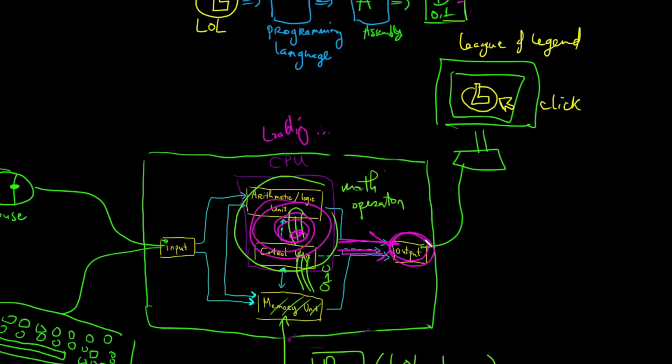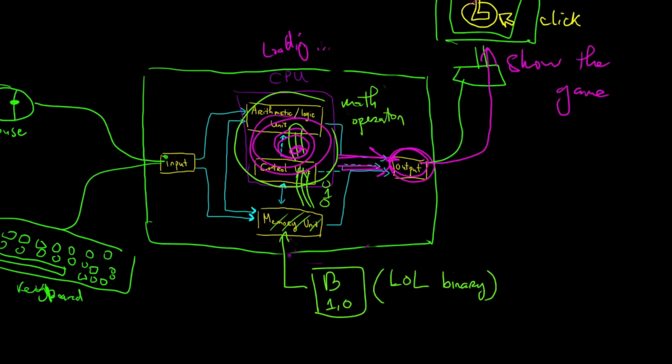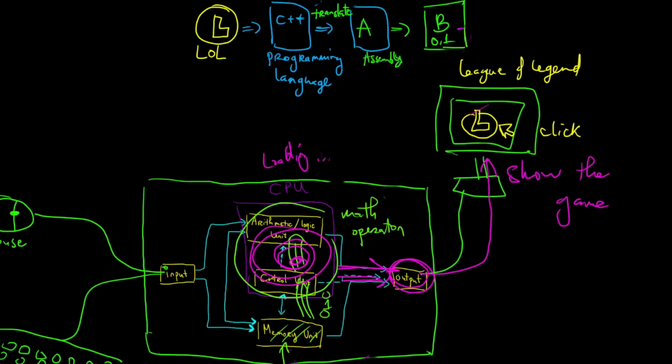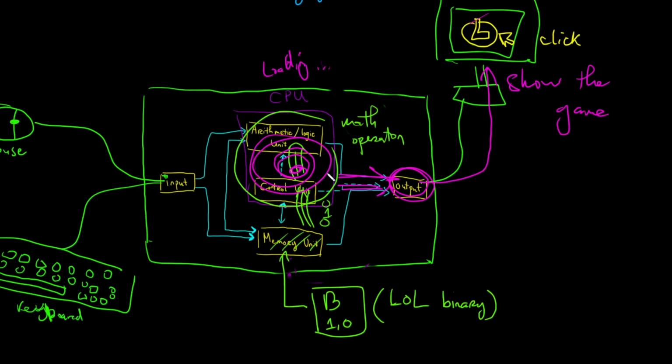And after it sends it to the output, what happens? The output sends something to the monitor, which displays the game. Yay! Finally, it's going to show the game, right? So you can see, I hope this example gives you guys a kind of abstract, not detailed, way to see how a computer works, right?